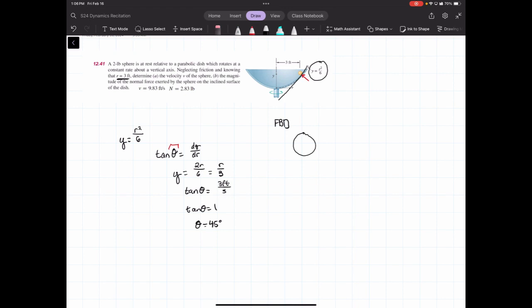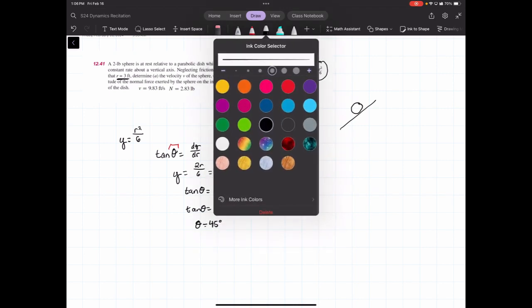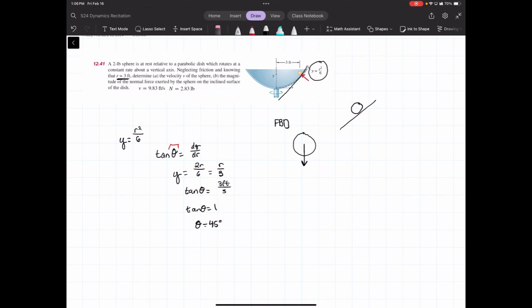So the only things that are acting on this sphere at this time are its weight and then the normal force. And so if the ball is resting on a 45-degree angle, the normal force is going to be acting normal to that 45-degree angle slope. So normal there. And then we can do some more geometry to figure out what angle that's going to be at.